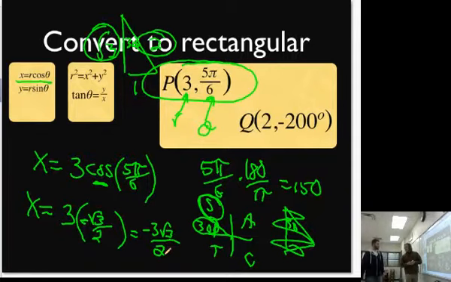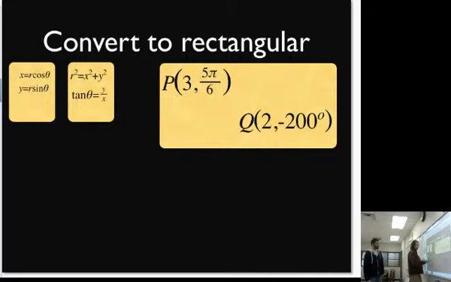What was it? Negative 3 square root of 3 over 2? Are you going to remember that? Yep, negative 3 square root of 3 over 2. All right, so it's negative 3 square root of 3 over 2, comma. We need to figure out what the y coordinate is. So we're going to do the same thing with y.